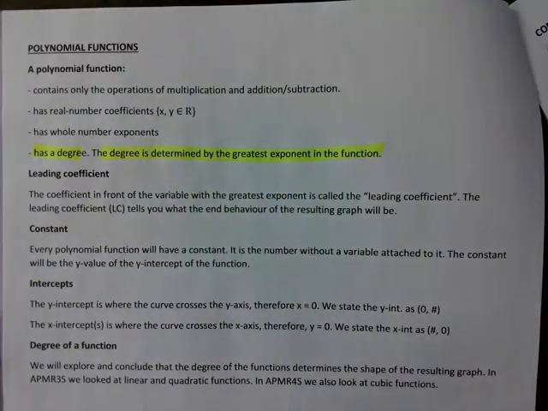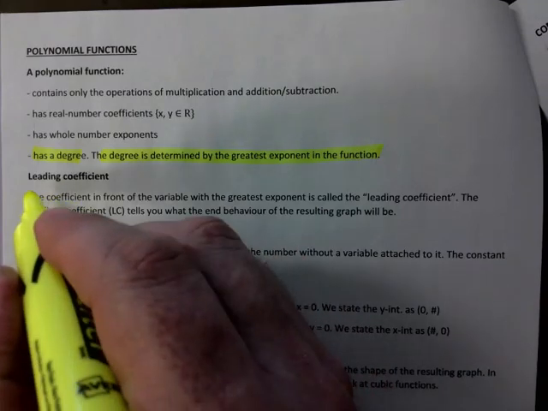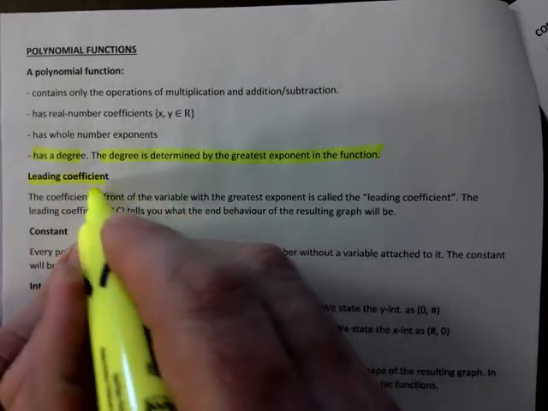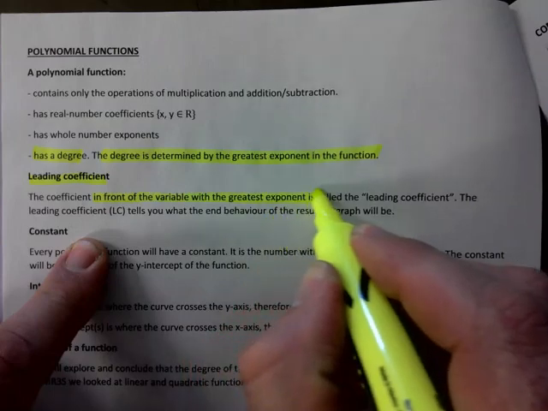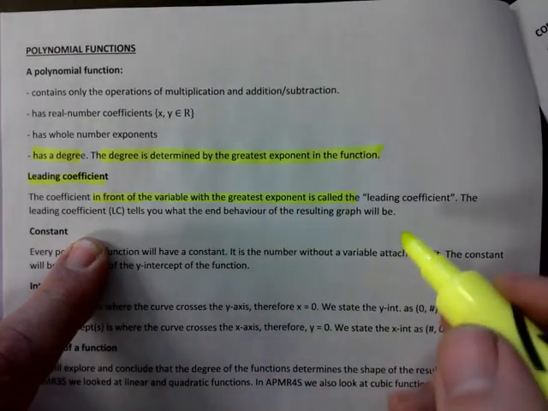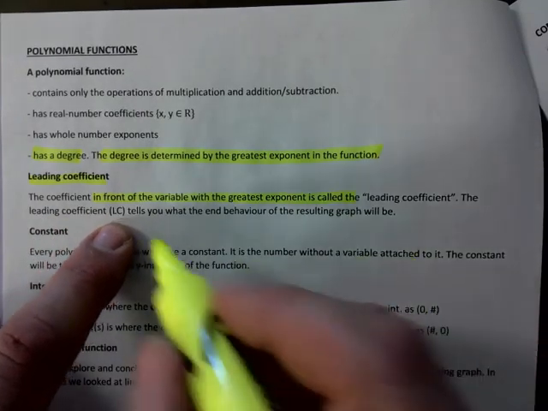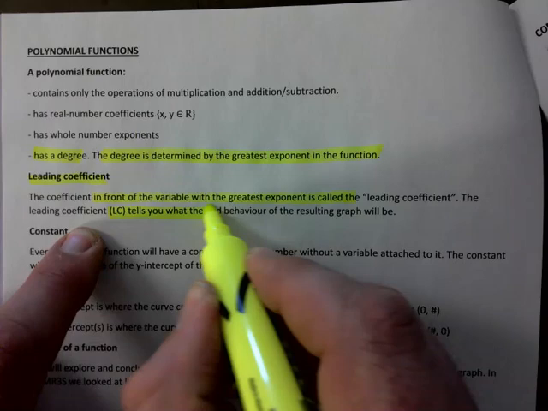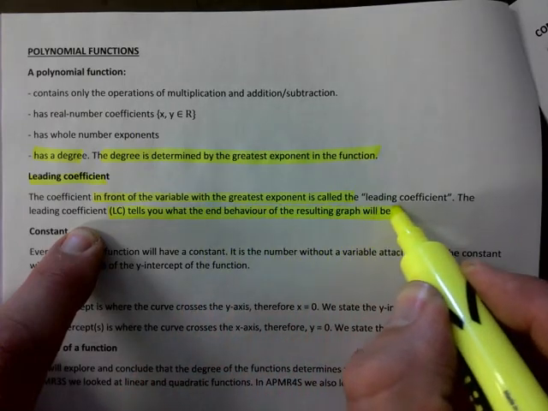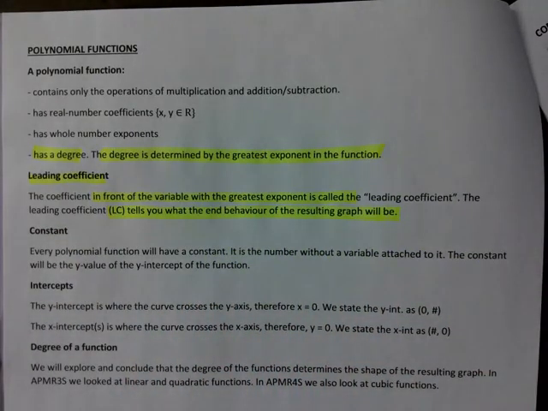There's something called the leading coefficient. It's in front of the variable, right? The leading coefficient is in front of the variable with the greatest exponent. Okay. The leading coefficient, the LC, tells us the end behavior of the resulting graph.